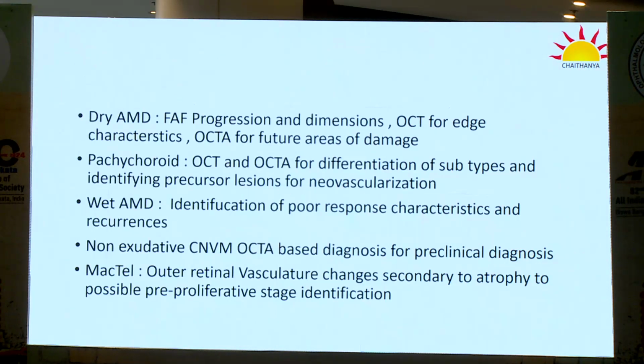So just to summarize, in dry AMD, the fundus autofluorescence and the OCT is important to assess the edge characteristics for assessing the progression. In pachychoroid, knowing the subtypes will tell us how they respond to anti-VEGF. In wet AMD, identifying poor response characteristics and recurrences, identifying a non-exudative CNVM, so you catch a CNVM earlier than it has to happen. And in MACTEL also, the diagnosis of choroidal neovascular membranes is essentially with multimodal imaging.